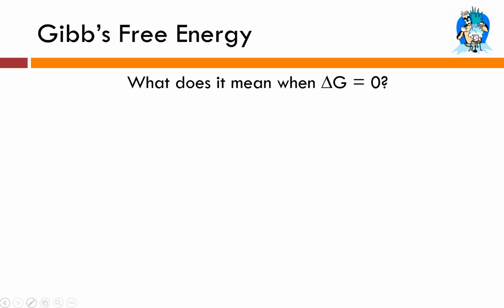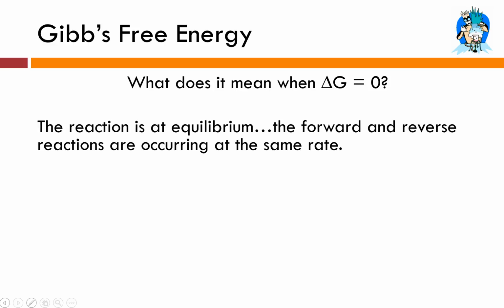One question that comes up from time to time when people are learning about Gibbs Free Energy is, what does it mean if delta G equals 0? I know if it's negative, it's spontaneous. If it's positive, it's non-spontaneous. Can it ever be equal to 0? And the answer is, yeah, it can absolutely be equal to 0. This means that the reaction is at equilibrium.